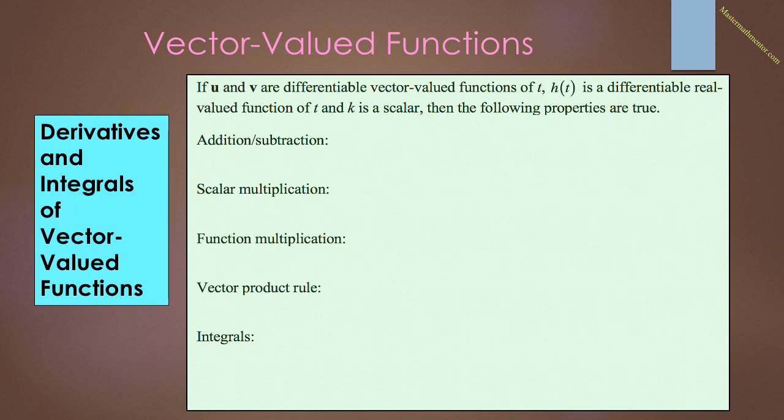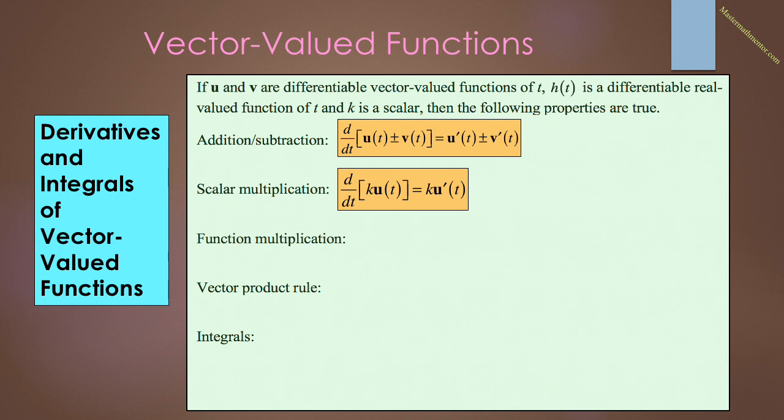Finally, we get to work with derivatives and integrals of vector-valued functions. So if we have u and v as differentiable vector-valued functions of t, and h of t is a differentiable real-valued function of t, while k is a scalar, then the following properties are true. First, addition and subtraction. The derivative of u of t plus or minus v of t is, as expected, u prime of t plus or minus v prime of t.